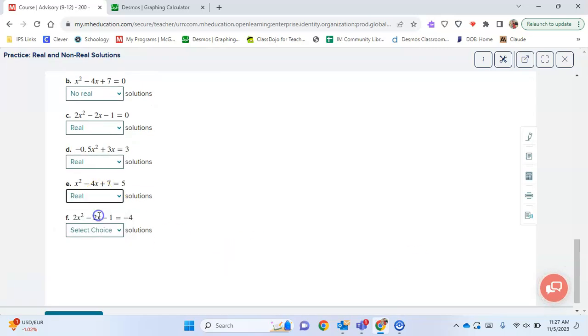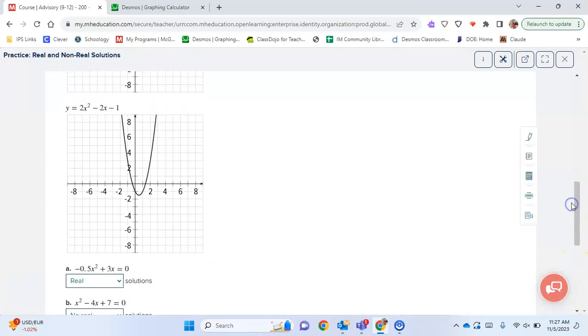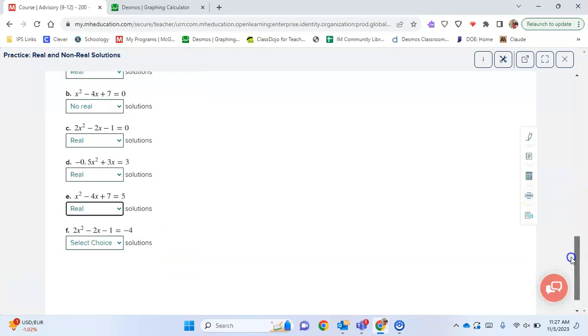And then they want to know when the last graph touches the line y equals negative 4. You can see that graph is above the line y equals negative 4, so it has no real solutions.